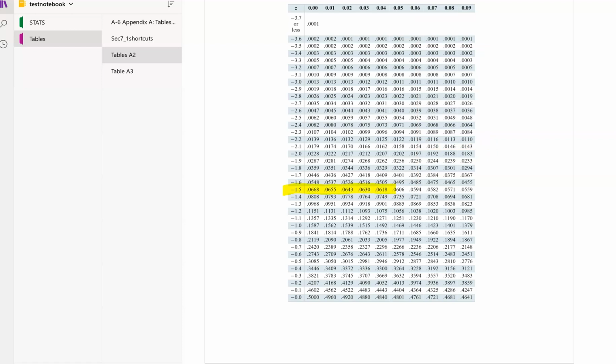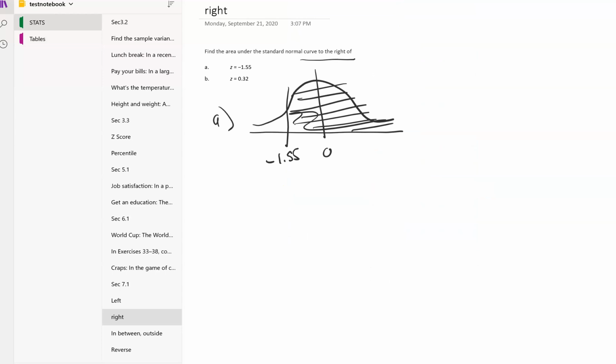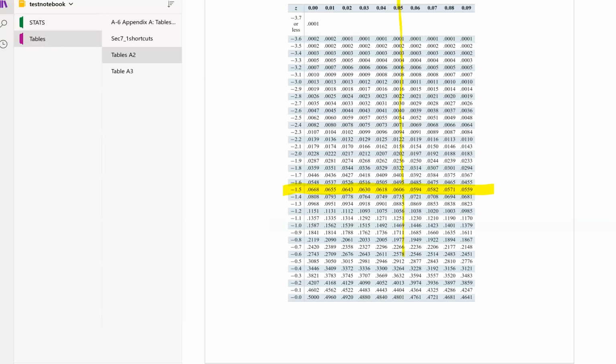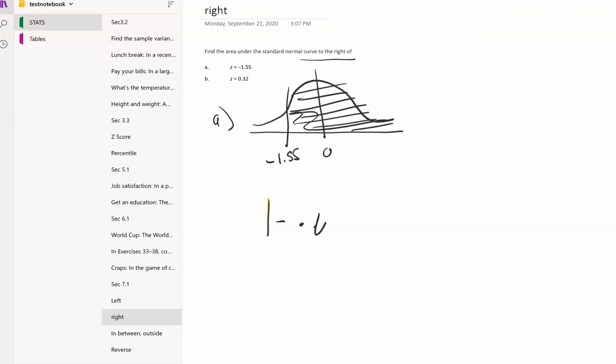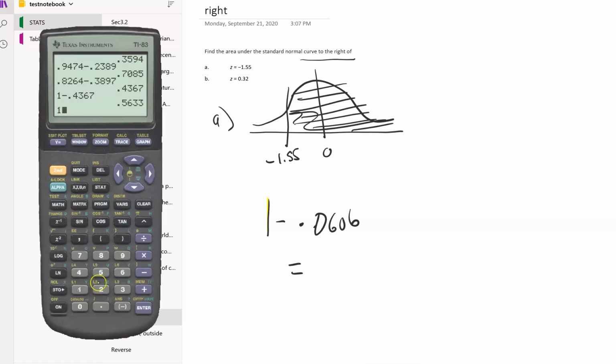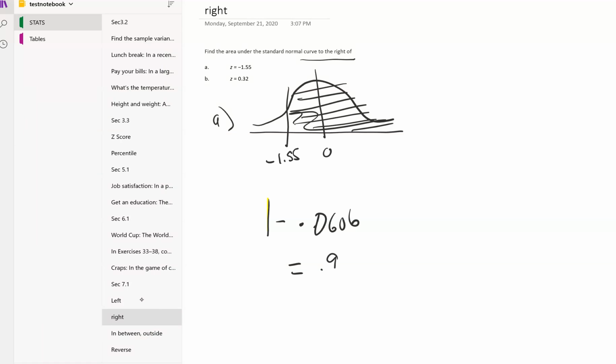Negative 1.5 is here, and the 5 is here. So it's 0.0606, but remember I have to subtract it from 1. So it's going to be 1 minus 0.0606. Remember I said it should be a bigger number, almost 1, and it is. 0.9394.